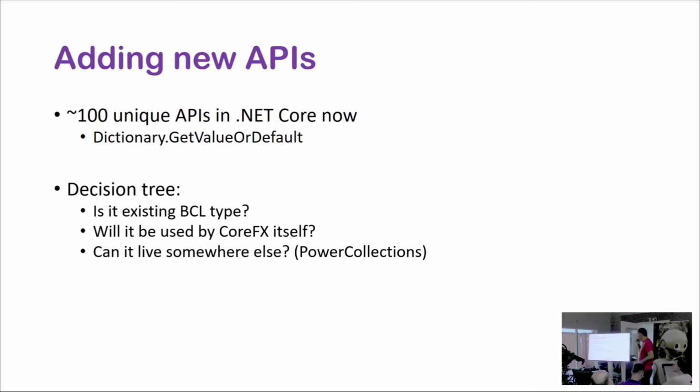Now, another thing is, for example, priority queue is a good example. If it's going to be used by the CoreFX code base itself, then it belongs in CoreFX as well. And another thing can live somewhere else. For example, I'm not sure if you heard about Power Collections. It's actually something from Wintellect. There was some Microsoft Wintellect deal. They wrote it for us or something. I don't know the history quite well. But it's actually pretty cool, like advanced collections and things.